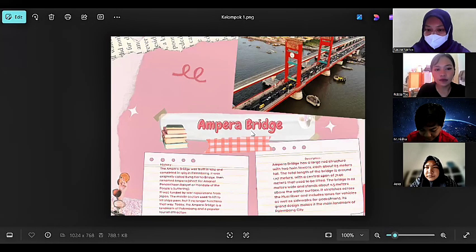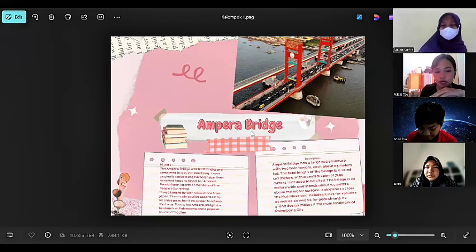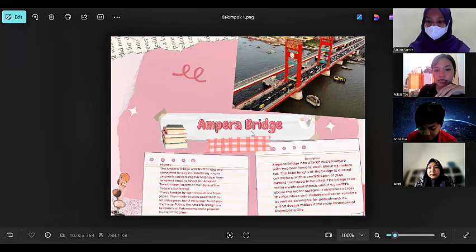Ampera Bridge was once special because the middle of the bridge could be lifted to let big ships pass through the Musi River. Today, Ampera Bridge is not just transportation but also a symbol of Palembang city. I think that's all I can explain about the description of Ampera Bridge.